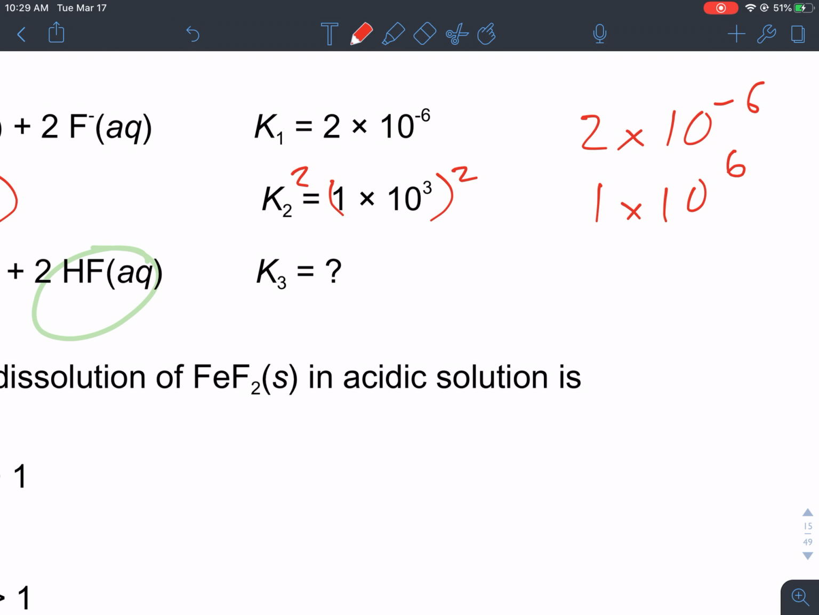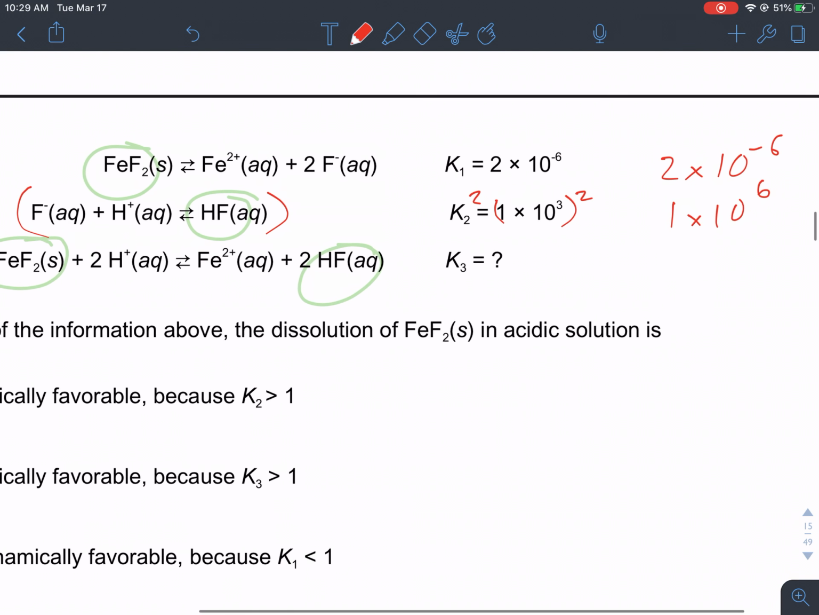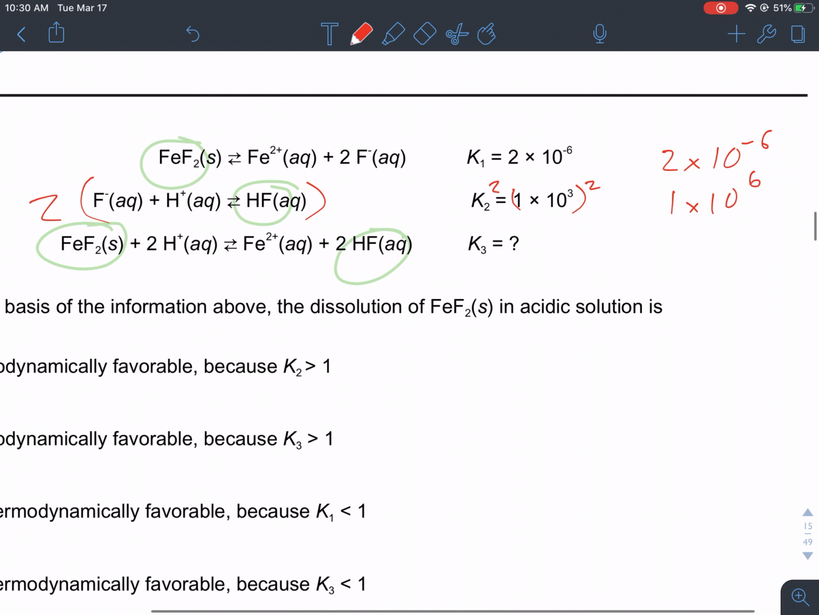Then you're supposed to multiply these things. And so what is K3 equal to? It's kind of like Hess's law, but with Hess's law, you add them. In equilibrium, you end up multiplying them. So this becomes 2 times 10 to the 0. So in other words, the K is 2. It's just barely over 1. K3 is barely over 1.